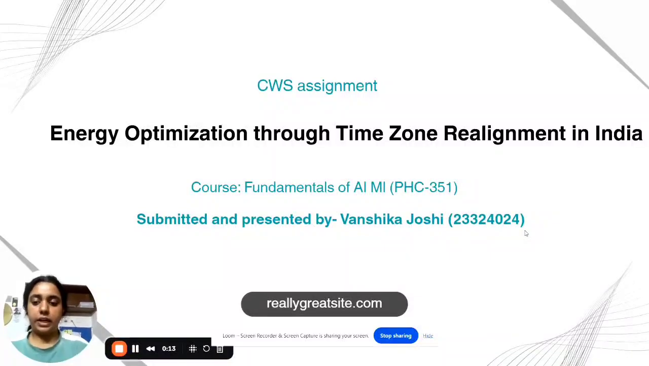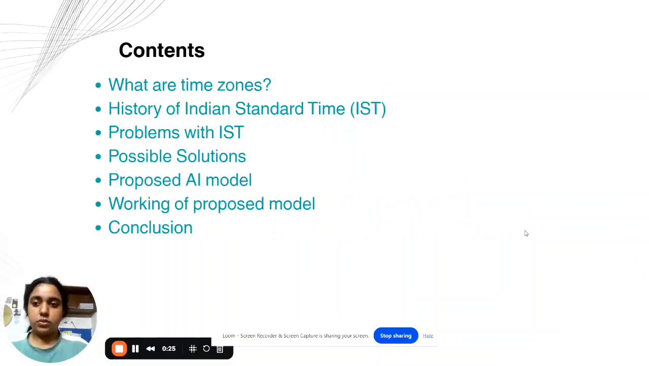Hello everyone. Today I'll be talking about energy optimization through time zone realignment in India. And then we'll try to further explore it through our own AI model. So, the contents are: what are time zones, history of Indian Standard Time, problems with IST, possible solutions, proposed AI model, working of proposed model, and conclusion.